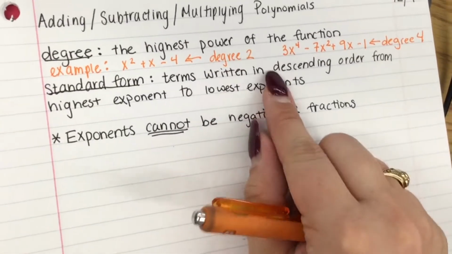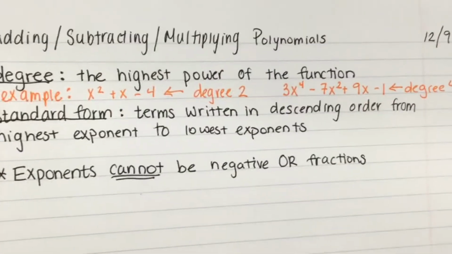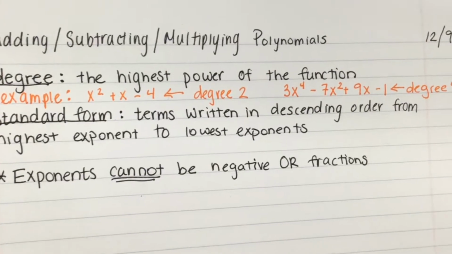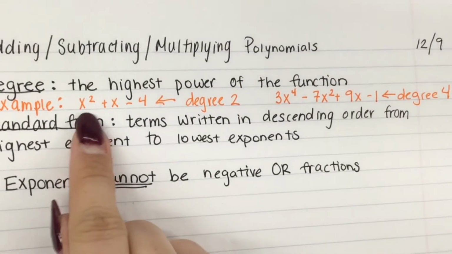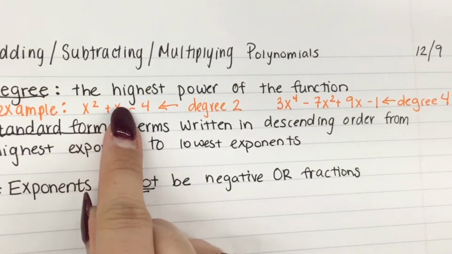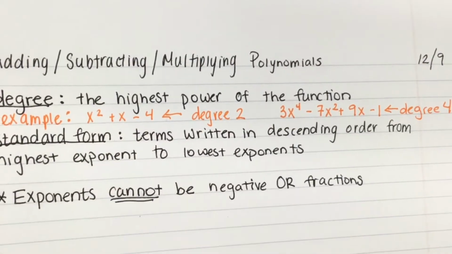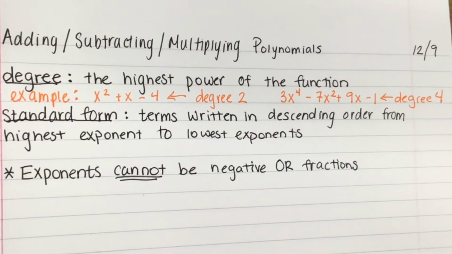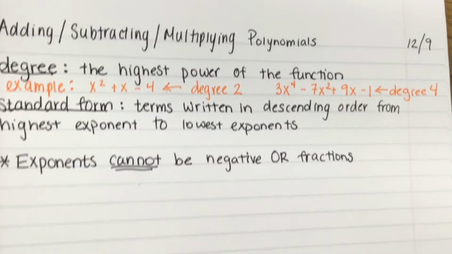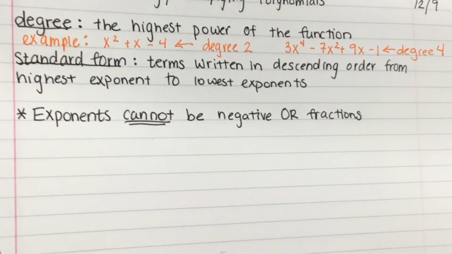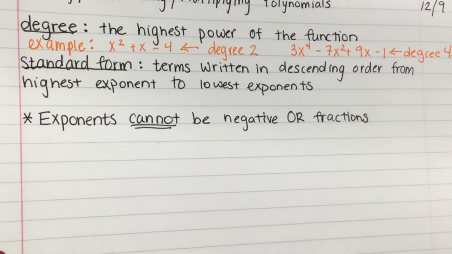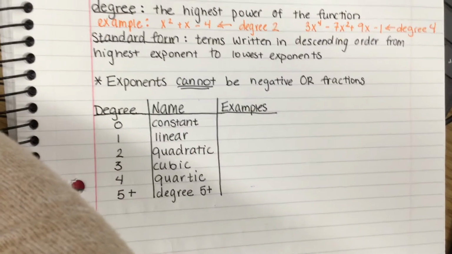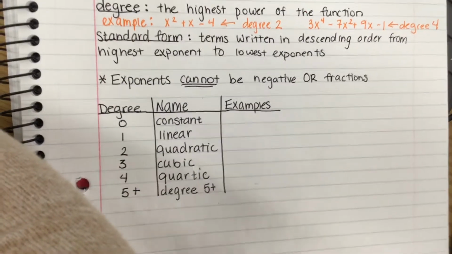Both of those examples are also written in standard form. So standard form means that those terms are written in descending order from the highest exponent to the lowest exponent. So x squared comes first, then x, then no x. And in that second example, x to the fourth would come first, then x squared, then x, then no x. So in order to be considered a polynomial, the exponents cannot be negative or have fractions.